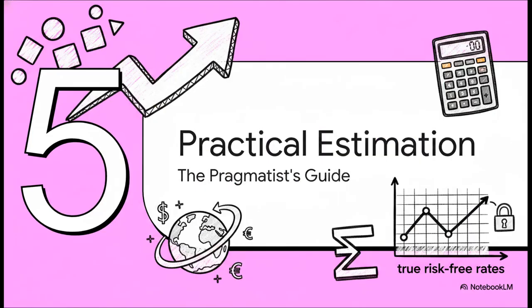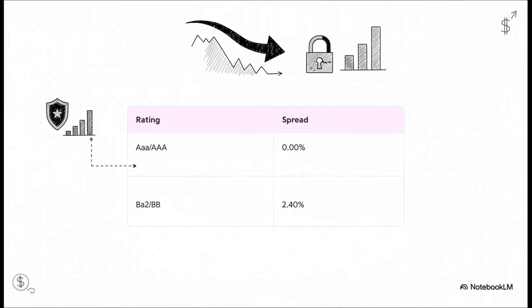Which brings us to Section 5, Practical Estimation Techniques. Let's call this the Pragmatist's Guide. When the clean, theoretical rules of finance violently collide with the messy reality of global markets, we need actionable math. Our first practical workaround relies on sovereign bond ratings from agencies like Moody's or S&P. These ratings actually correspond directly to measurable default spreads. So a top-tier or AAA rating has a 0% spread. The market views it as truly default-free. But drop down to a Baa2 rating, and historical market data reveals an estimated default spread of 2.40%. That spread is the exact, quantifiable premium that investors are demanding just to take on that government's default risk.